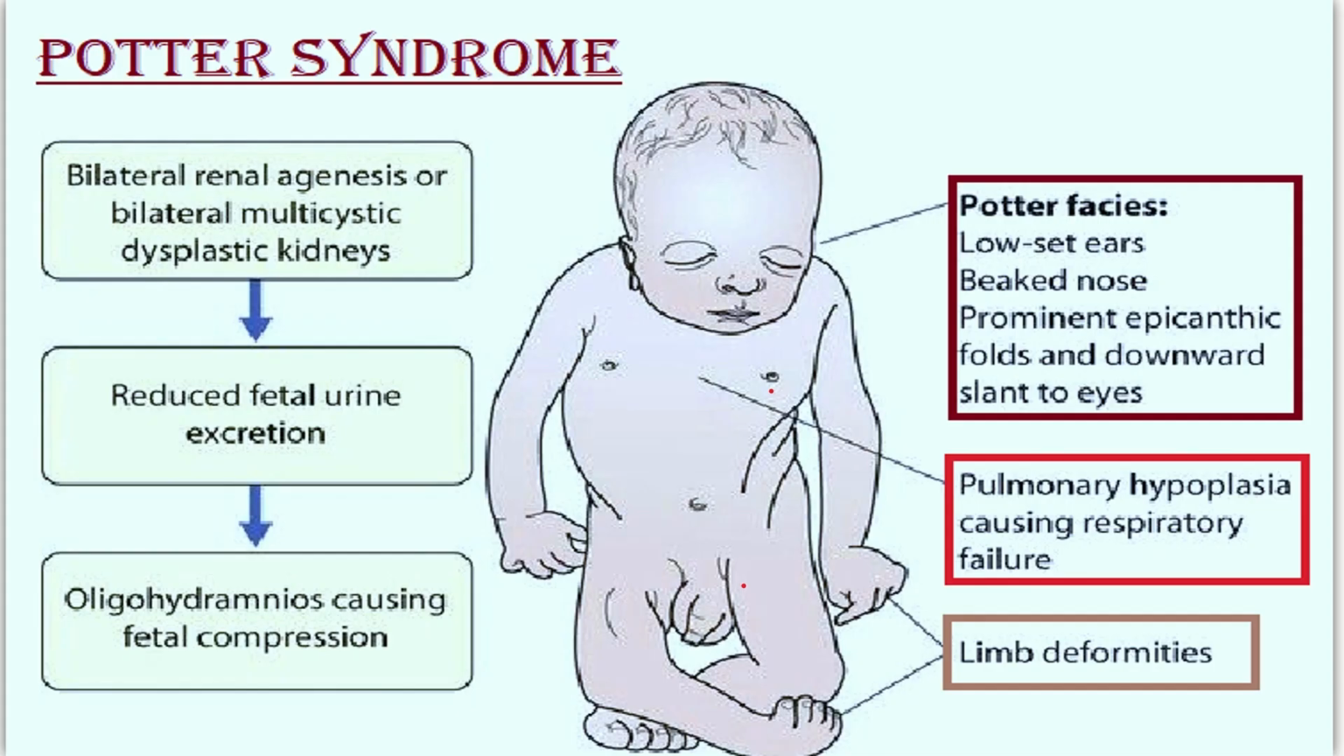This picture shows the Potter syndrome, and the different characteristic features include bilateral renal agenesis or bilateral multicystic dysplastic kidneys, resulting in reduced fetal urine excretion and oligohydramnios causing fetal compression. There are also Potter facies in the Potter syndrome and pulmonary hypoplasia causing respiratory failure. There are also certain limb deformities associated with the Potter syndrome.